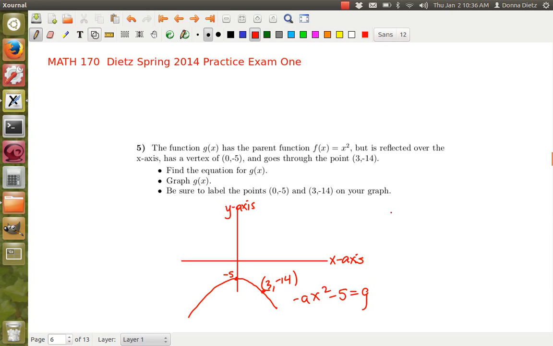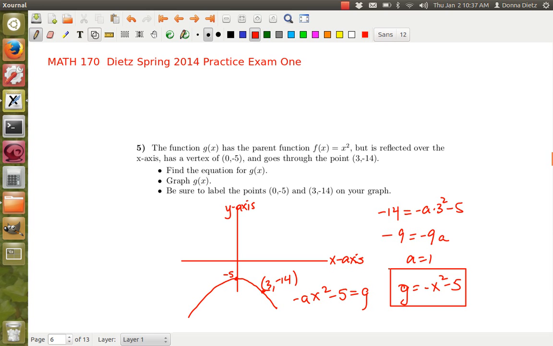But g is -14 when x is 3, there we go. We just now go ahead, add 5 to both sides. Then you know a is equal to 1. So g is equal to minus x squared minus 5. Great. Okay. So what have we done? Let's go back and check. We found the equation for g. Yep. We graphed g. Yep.